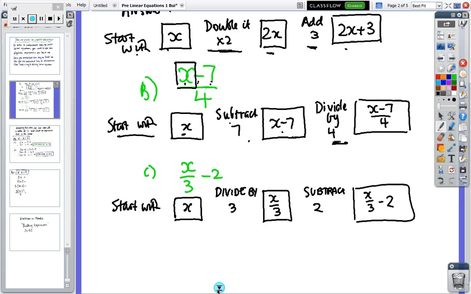And I've got one more example. Again, we start with x, and this time we divide by 3 to produce the x over 3, and then we just subtract 2 to produce x over 3 minus 2. So if you need to listen to that again, go back. Otherwise, copy that down, and when you're ready, come across to the next slide.